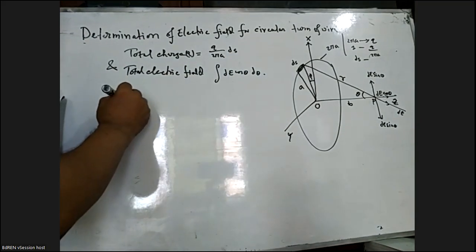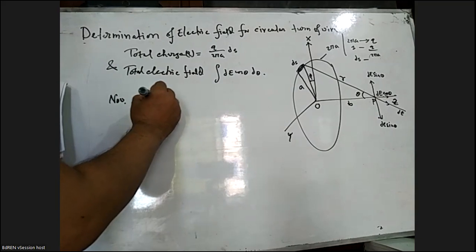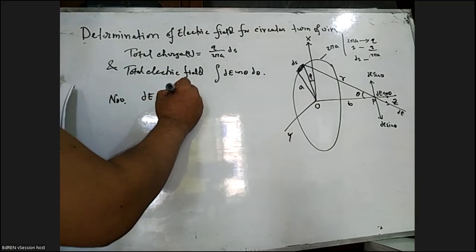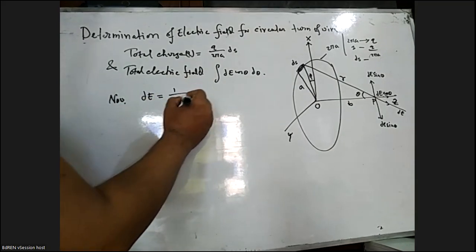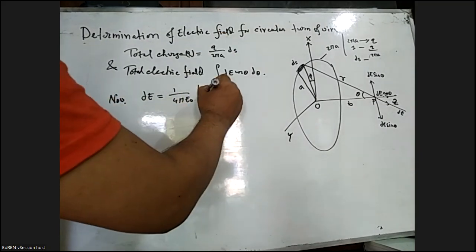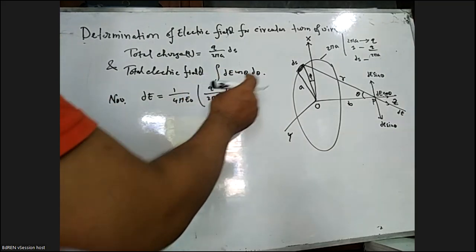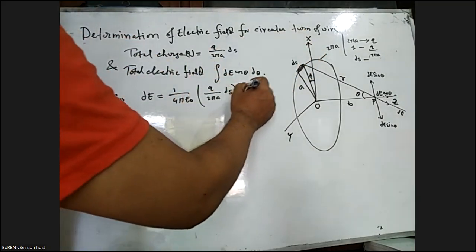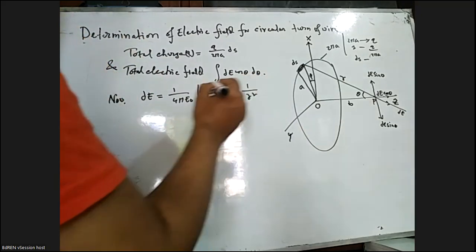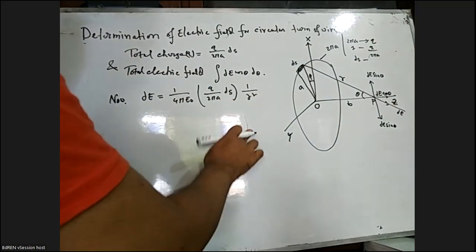Now, by the equation we discussed in our previous slide, the dE formula will be 1 by 4 pi epsilon naught, and the charge will be Q divided by twice pi a into ds. This is the amount of charge for this ds, and the distance from P is inversely proportional as 1 by r square. But here remember that cos theta equals what?